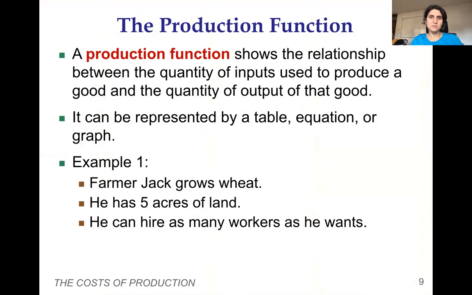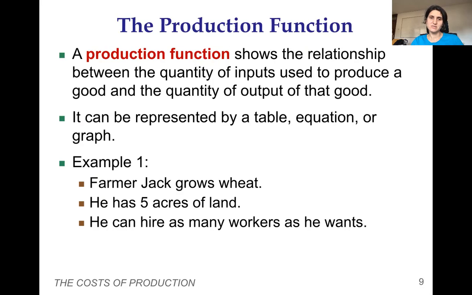Okay, so a production function shows the relationship between quantity of inputs used to produce a good and the quantity of output of that good. Okay, it can be represented by a table, equation, or a graph.